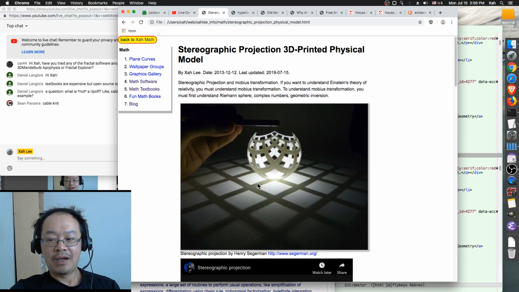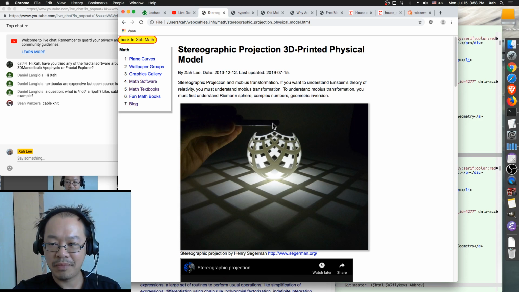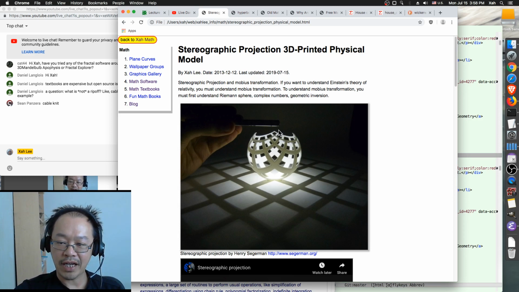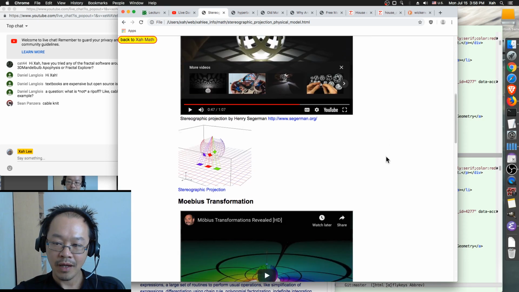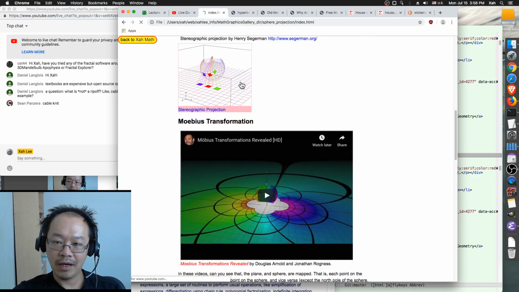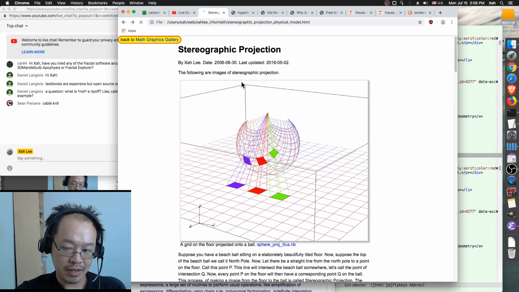So stereographic projection is when you shine a light on top of a sphere and project whatever patterns from the sphere to a plane. This is called stereographic projection. And just like this, it's a model.